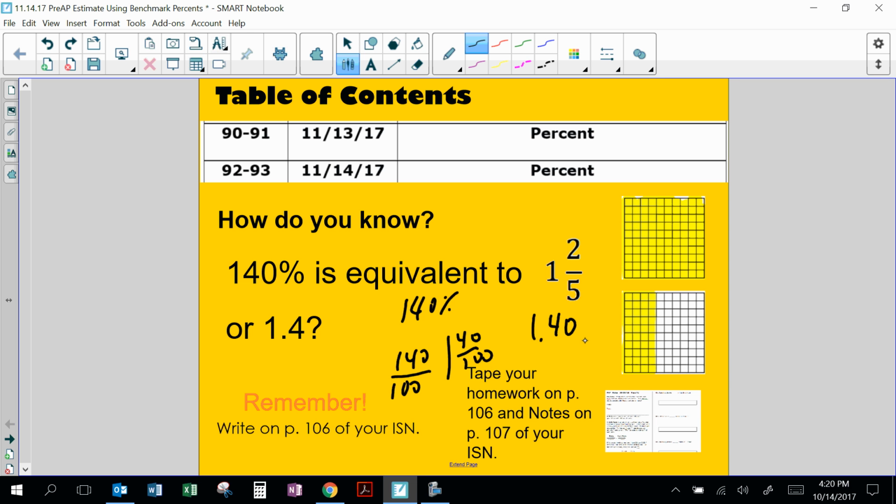And that's why 1 4/10 and 1 40 hundredths is the same. And I guess I can simplify 1 40 hundredths to 1 4/10 and 1 2/5. And yes, so it is, they're all equivalent.